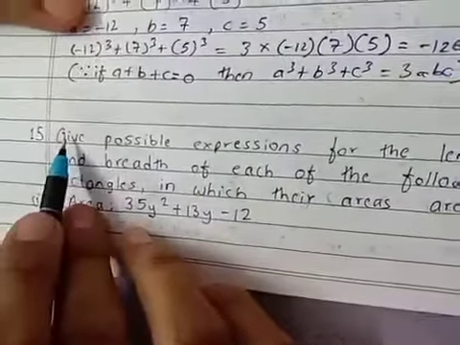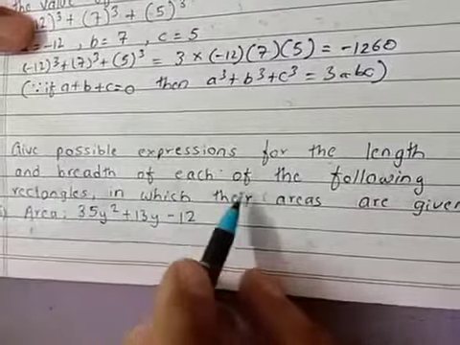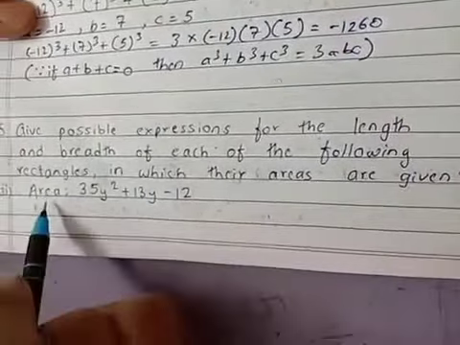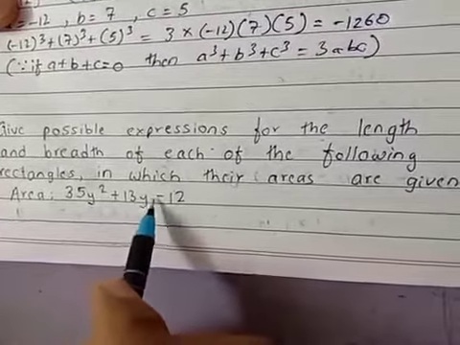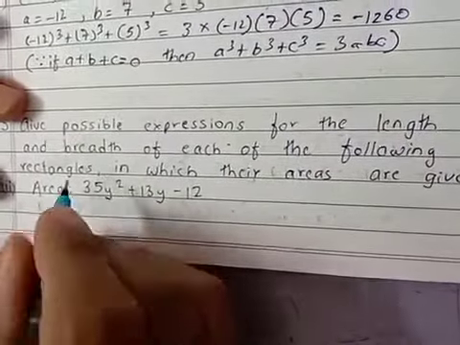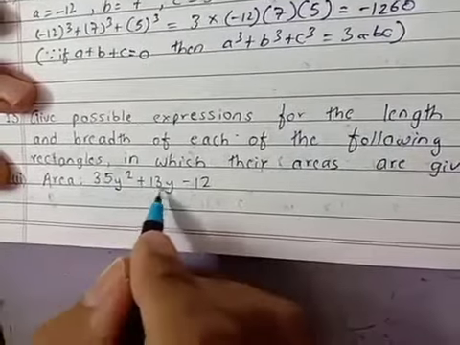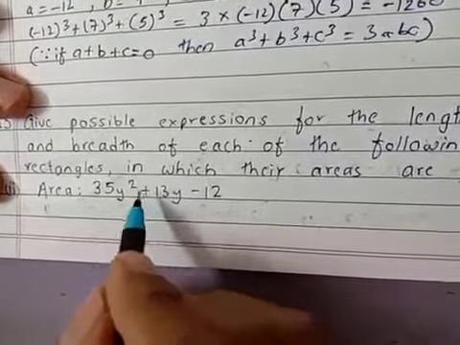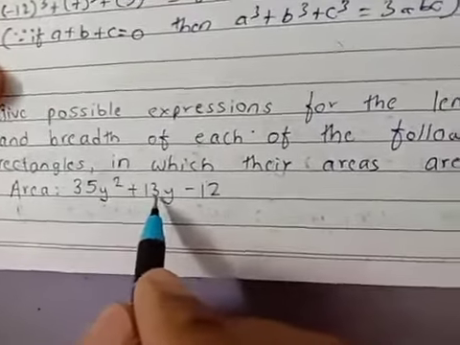So this is question number 15. Give possible expressions for the length and breadth of each of the following rectangles in which their areas are given. Area here is given as 35 y square plus 13 y minus 12. This is the area. So now how will we solve this?